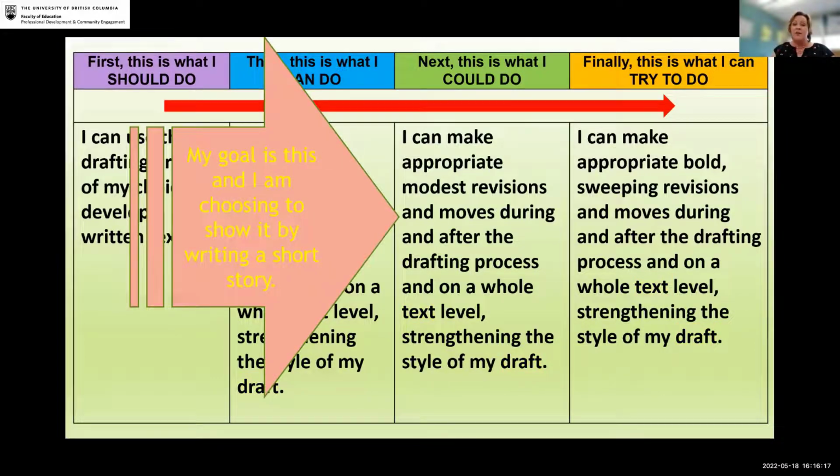So a student could have a goal of, I'm going to go from should do to could do. I want to write a short story about chickens because I love chickens. So I'm going to write a story about chickens.